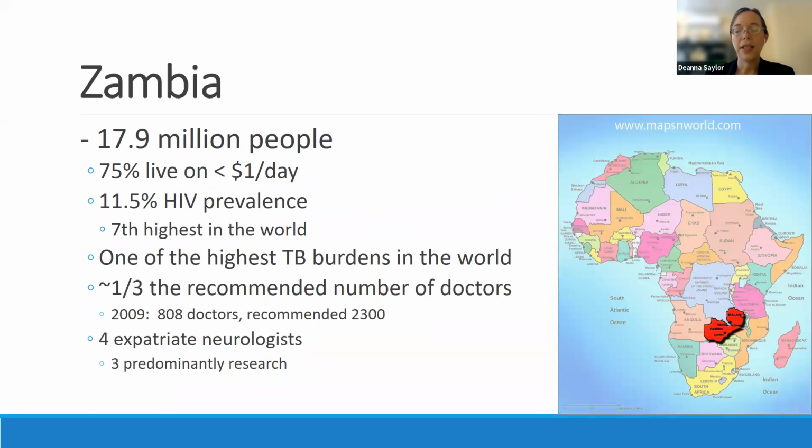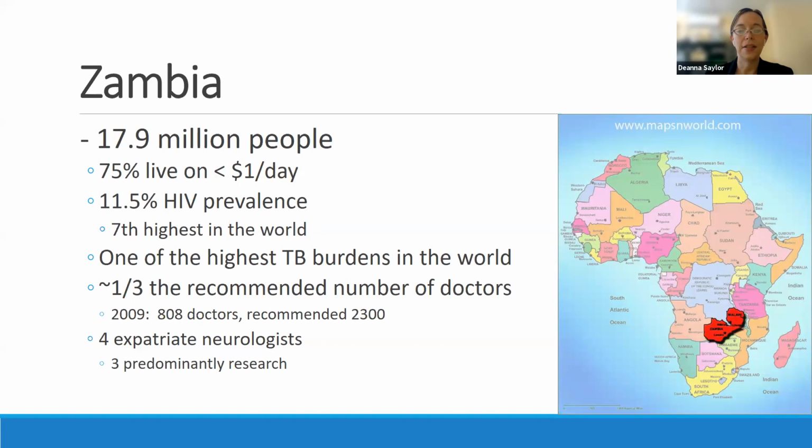In addition to the HIV burden, it is one of the 30 high TB burden countries in the world as well. And for this, again, this data is a bit old, but hasn't been updated. There's far fewer doctors than the recommended minimum number of doctors per population. So about a decade ago, there were just over 800 doctors, where the WHO recommended minimum number for the population would have been 2,300. So there's far fewer doctors than would be recommended.